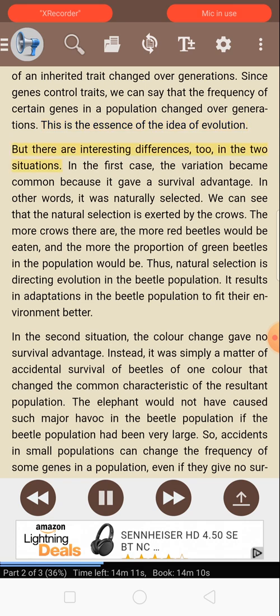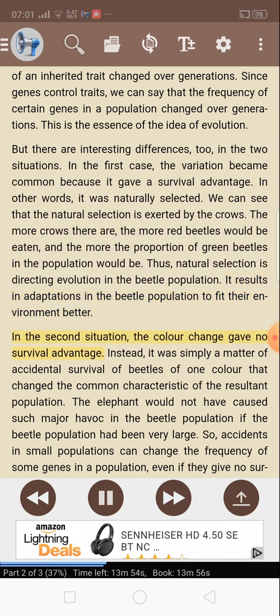But there are interesting differences too in the two situations. In the first case, the variation became common because it gave a survival advantage. In other words, it was naturally selected. We can see that the natural selection is exerted by the crows. The more crows there are, the more red beetles would be eaten, and the more the proportion of green beetles in the population would be. Thus, natural selection is directing evolution in the beetle population. It results in adaptations in the beetle population to fit their environment better.